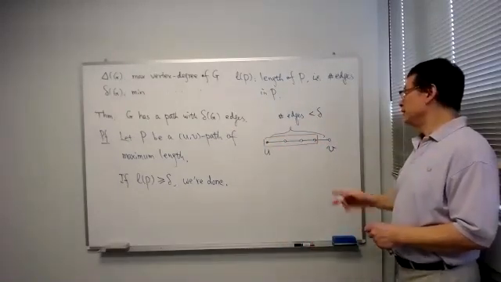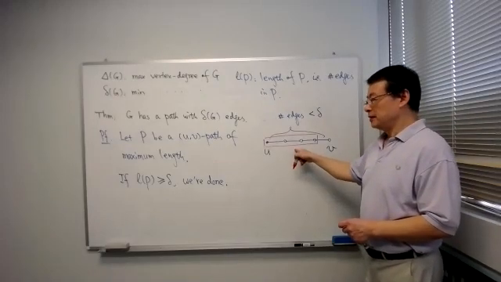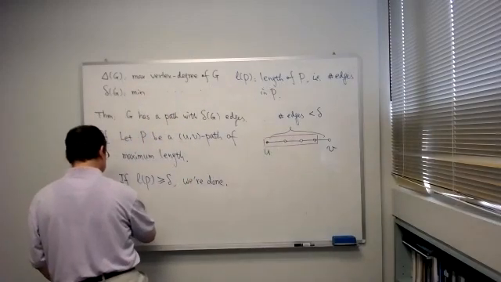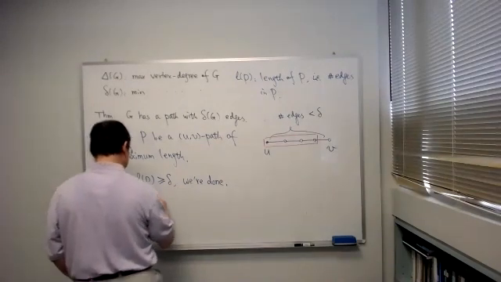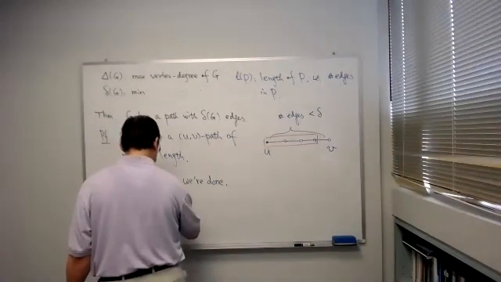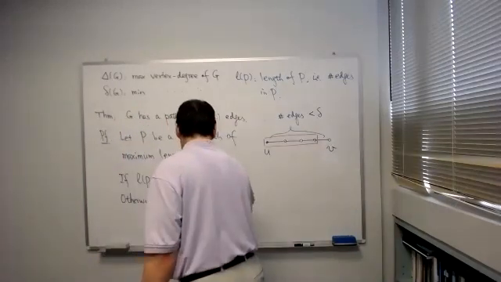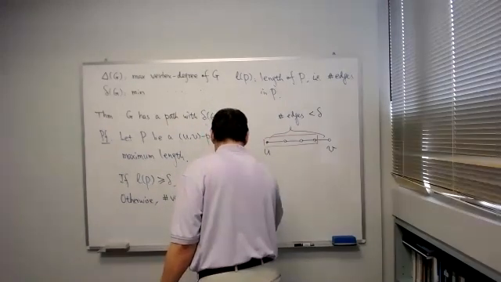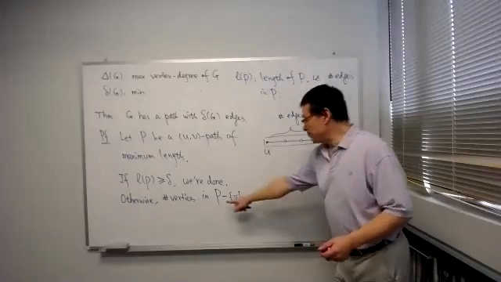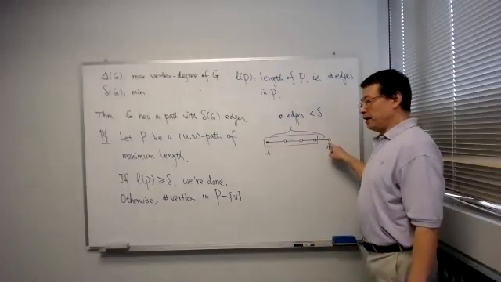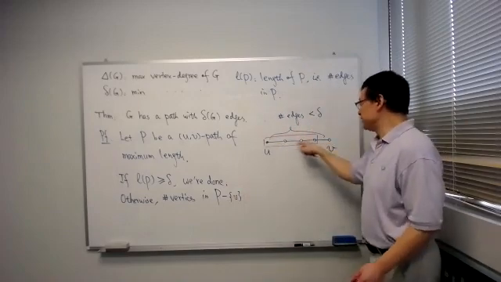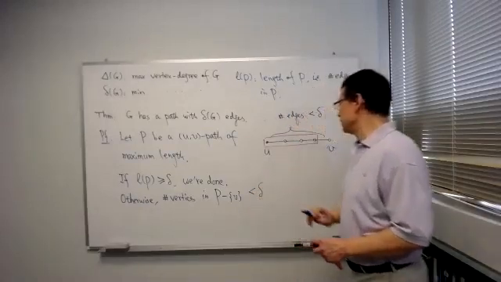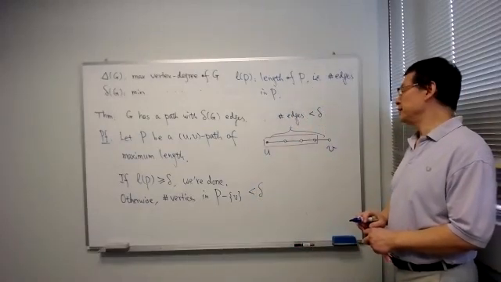Number of vertices. Then consider this part. All right. Otherwise, okay, so this notation is P without this end. All right. So P without this end. So this part, number of vertices is less than delta. Right?